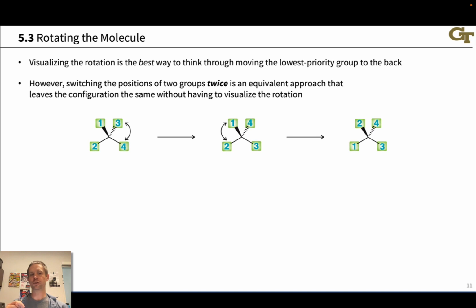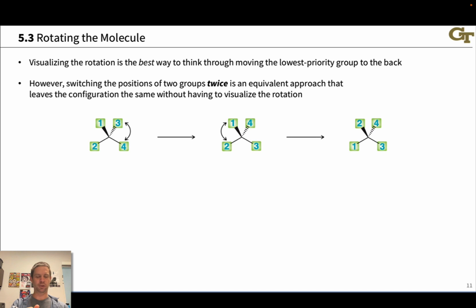If we switch the positions of 2 groups, or exchange 2 groups, twice, we'll end up with the same configuration we started with. This is kind of like reflecting through a mirror and then reflecting again to get back the original structure. And we can exchange different groups when we do this, and we'll still get back to the original configuration. So for example, what we can do here is exchange groups 4 and 3, and then exchange groups 1 and 2, and the resulting structure has the same configuration as the first structure we dealt with, but now has the lowest priority group in the back, and we avoided the need to actually think about flipping the molecule over or rotating the molecule.